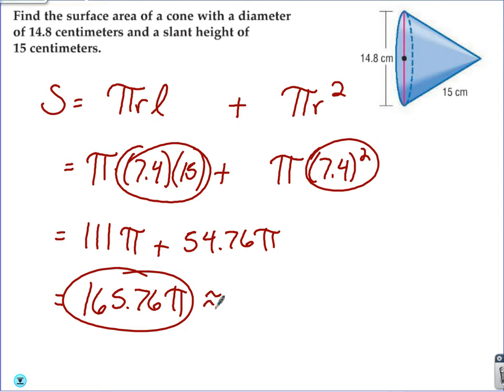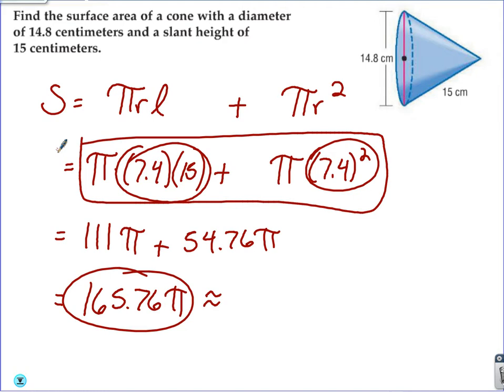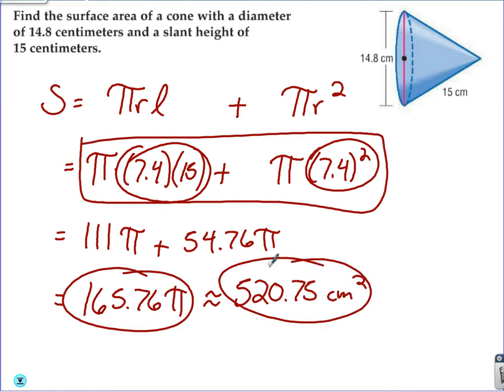If you want the approximate answer, you could have typed this whole thing straight into your calculator, or 165.76 pi. Did you have the exact answer or the approximate? 520.75 square centimeters.